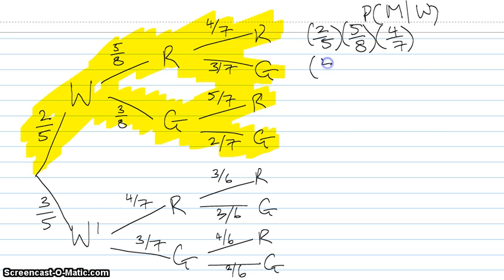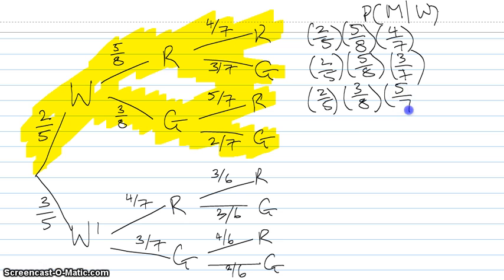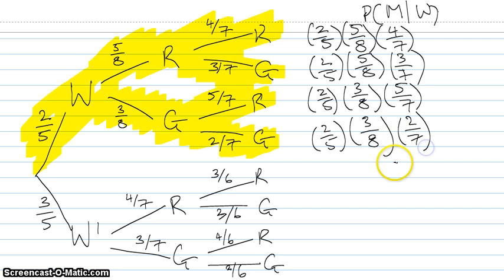That would be 2 over 5 times 5 over 8 times 3 over 7. The third one would be 2 over 5 times 3 over 8 times 5 over 7. And the fourth one would be 2 over 5 times 3 over 8 times 2 over 7. Okay? So actually, if I add all these up, it should be quite clear that I'm going to get 2/5, which would just be the chance of me drawing a white die at the start.